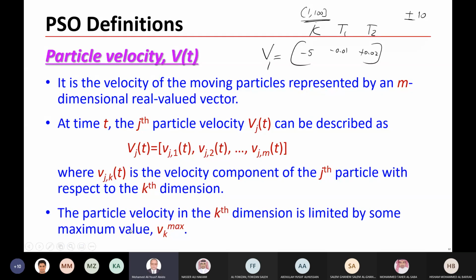Hisham Muhammad, your question, Hisham. Yes, Dr. Actually, I have this question. Can the particles be considered as the chromosome in the GA? No.